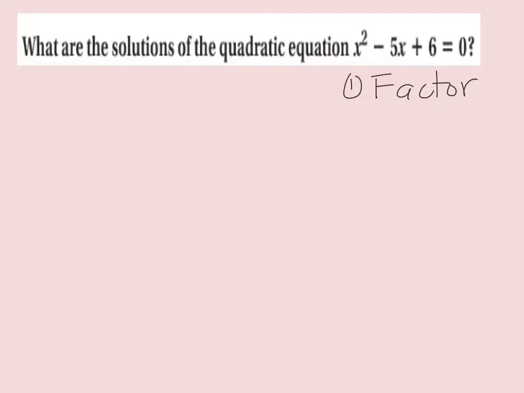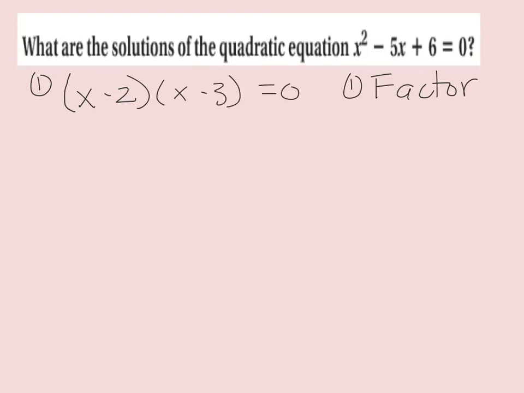So your first step here is to factor. When I'm factoring this, I'm looking for two numbers that multiply to get 6, but add together to get a negative 5. So that'd be x minus 2 and x minus 3. This whole thing is equal to 0.